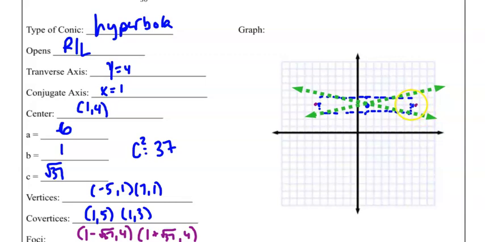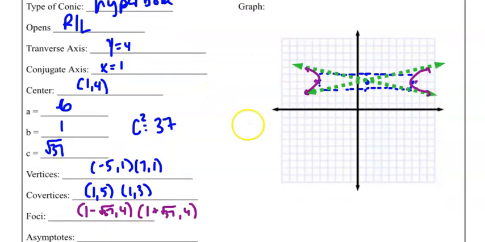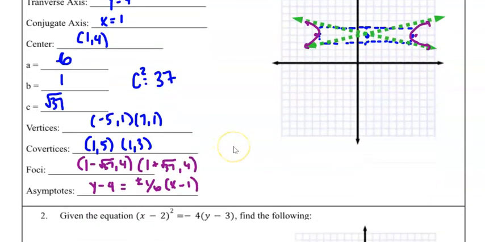And then to graph the hyperbola, I start at my vertices and I hug my slant asymptotes. Then the last thing I have to do is come up with the equation for the asymptotes, and that's going to be a rise over run situation. So plus or minus 1 divided by 6, so I have y minus the y value of the center, which is 4, equals slopes of plus or minus 1 over 6 times x minus the x value of the center. So that's a practice hyperbola problem.